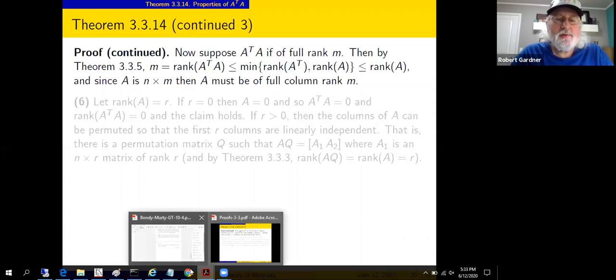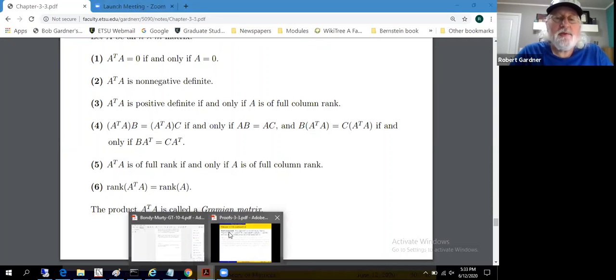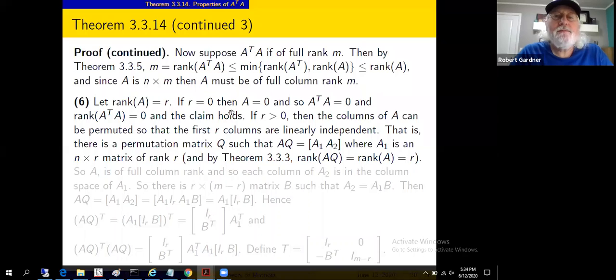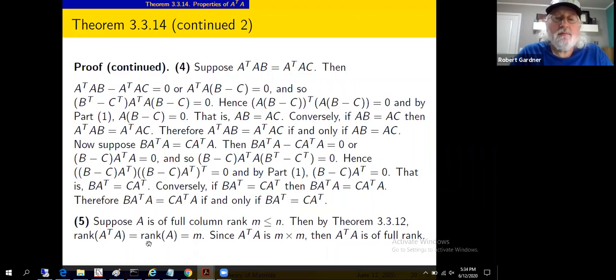Part 6. It says the rank of A transpose A equals the rank of A. All right, let's see, did we just use that? Look back here. Let's see what we used here. We didn't use that here. Possibly I said I did.